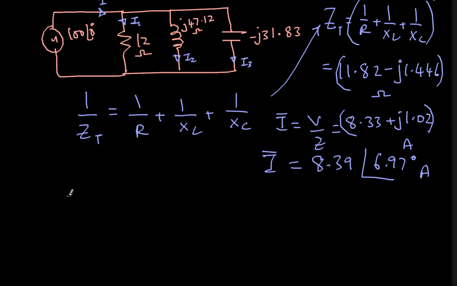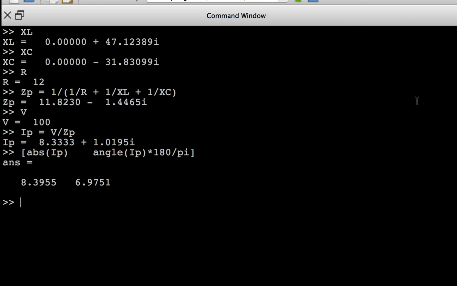Now, what else is required? Complex power. So how to get the complex power? So complex power, again it is the same, V into I conjugate. So let me do that right away here. SP, the complex power in the parallel circuit, is V into the conjugate of IP.